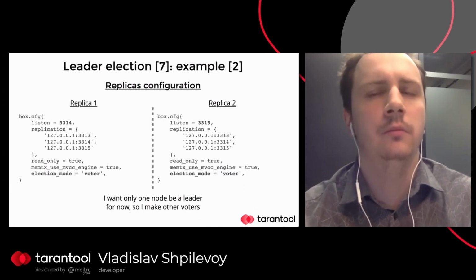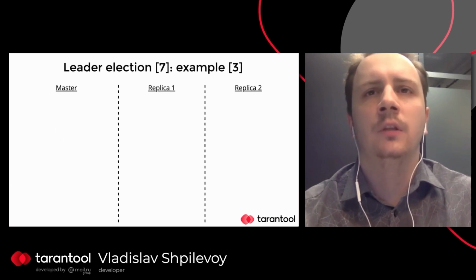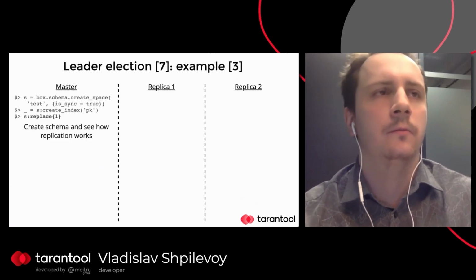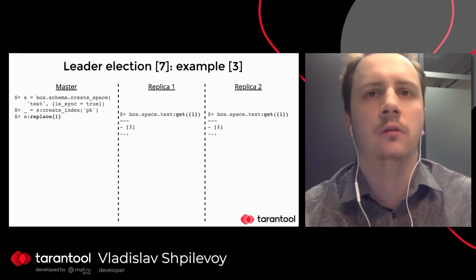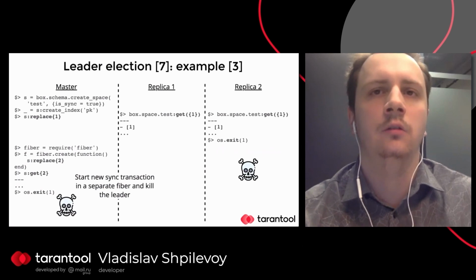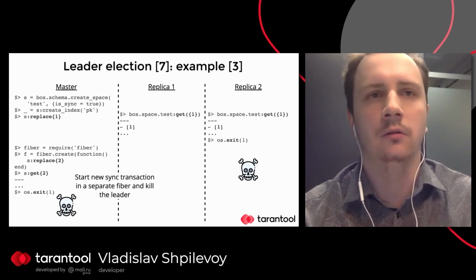On the replicas, I make them voters for now. I repeat the actions I did for the manual election. I create the schema, do one successful transaction, then I kill one of the replicas and start a hanging transaction, which is replicated to the live replica. Then the leader is killed.